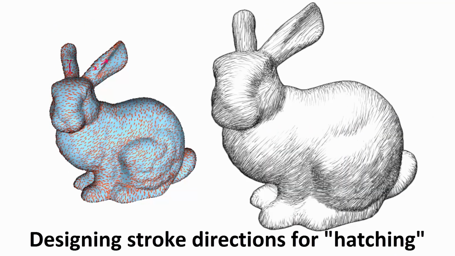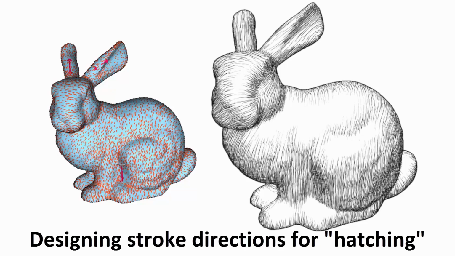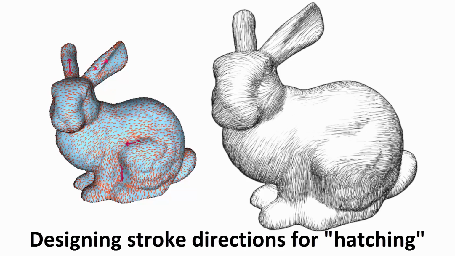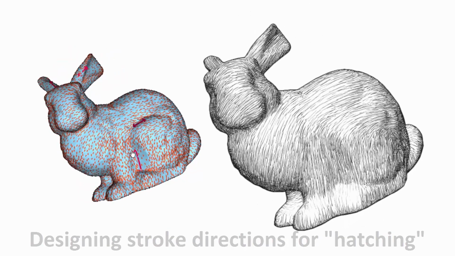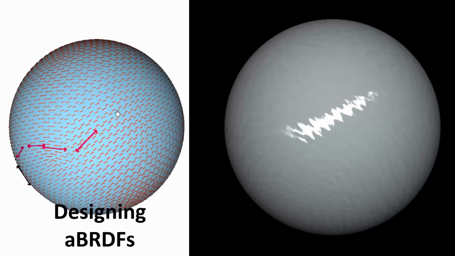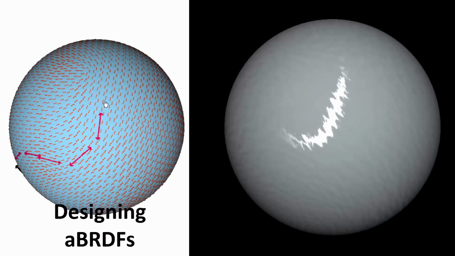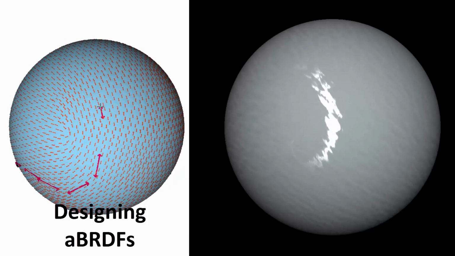These new concepts are put into practice in two applications: designing stroke directions for so-called hatching renderings, and designing anisotropic BRDFs to achieve complex but smooth highlight patterns.